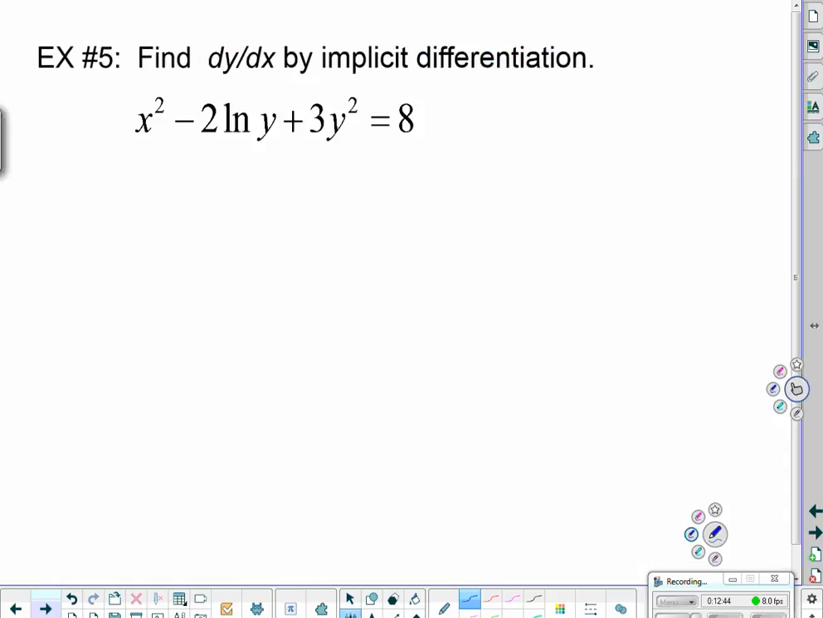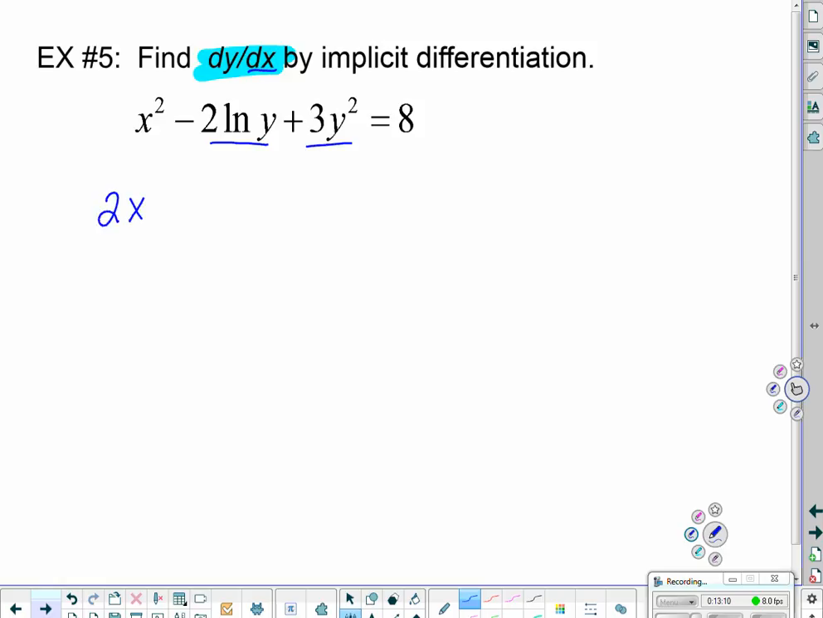Number 5. And this looks like our last example. Find dy dx by implicit differentiation. Well, hopefully you recognize dy dx as taking a derivative. So we will have a little implicit. We can see these y's. It would be nice if we could solve for y, but that just doesn't look feasible. So let's take our derivative with respect to x.